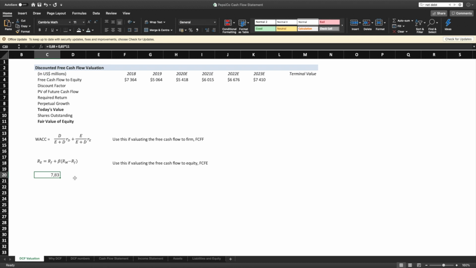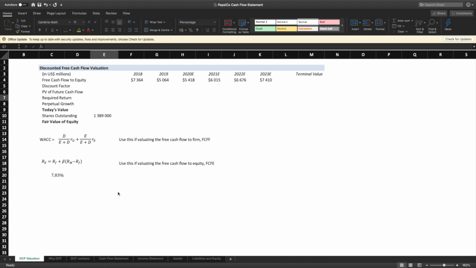7.83% for the cost of equity. If we were to invest in PepsiCo right now, what would our required return be for the stock? It would be 7.83%. And this is really neat because the only thing we're going to do right now is use this number, our cost of equity, to arrive at our discount factor, which in turn is going to lead us to the present values of the future cash flows to equity.